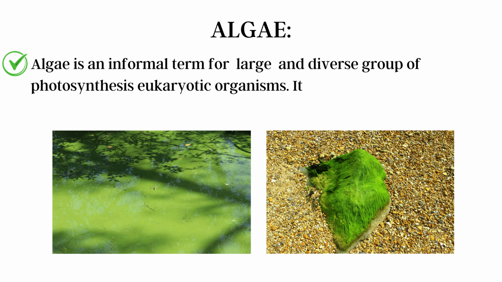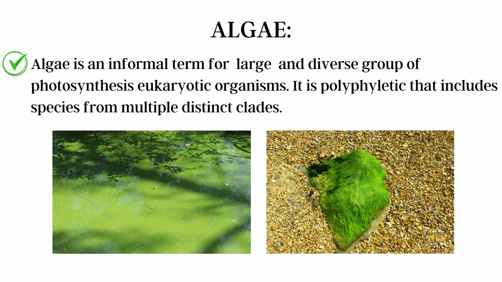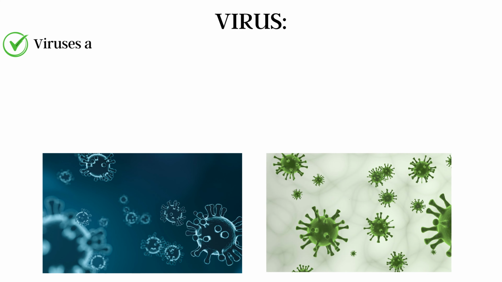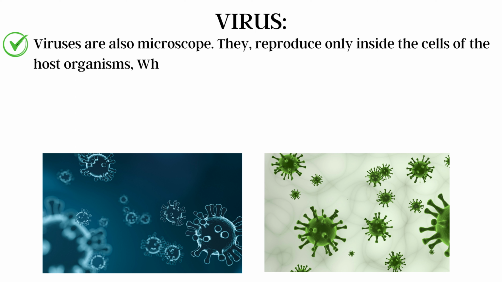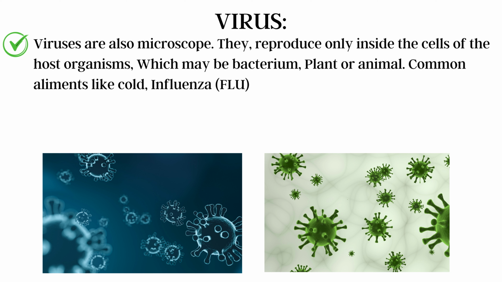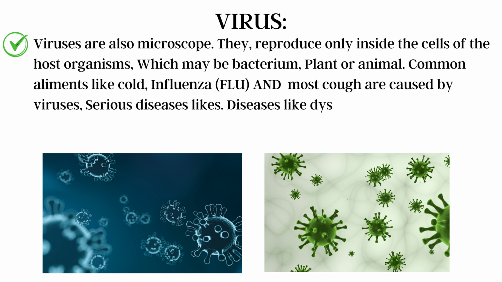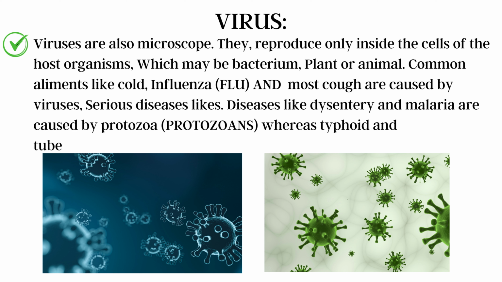Now we have algae. Algae is an informal term for the large and diverse group of photosynthetic eukaryotic organism. It is polyphyletic, a grouping that includes species from multiple distinct clades. Viruses are also microscopic. They reproduce only inside the cell of the host organism, which may be a bacterium, plant, or animal. Common ailments like cold, influenza, and cough are caused by the viruses. Various diseases like dysentery and malaria are caused by a protozoan, whereas typhoid and tuberculosis are bacterial disease.